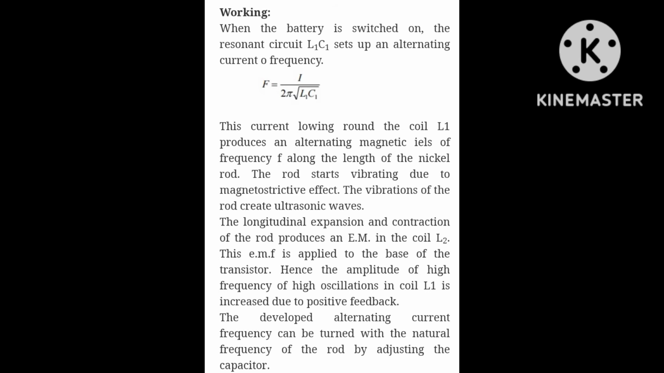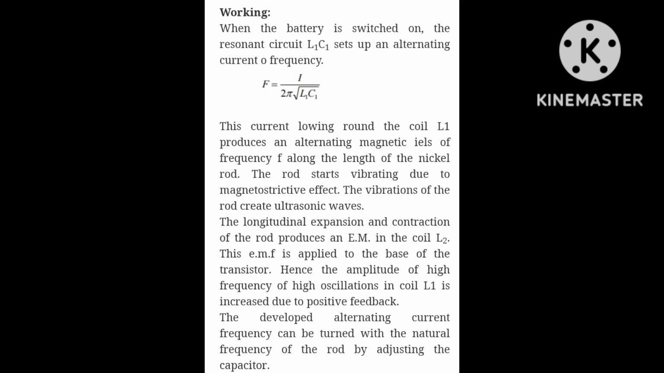Let's see the working. When the battery is switched on, the resonant circuit L1C1 sets up an alternating current of frequency f equal to 1 by 2 pi root over L1 C1. The current flowing round the coil L1 produces an alternating magnetic field of frequency f along the length of the nickel rod. The rod starts vibrating due to the magnetostrictive effect. The vibrations of the rod create ultrasonic waves.